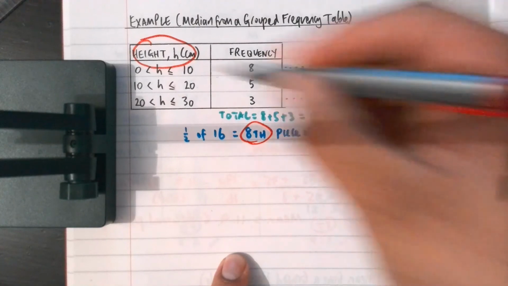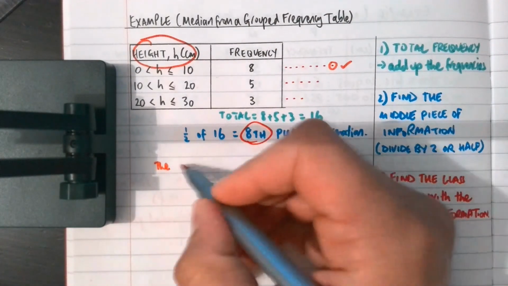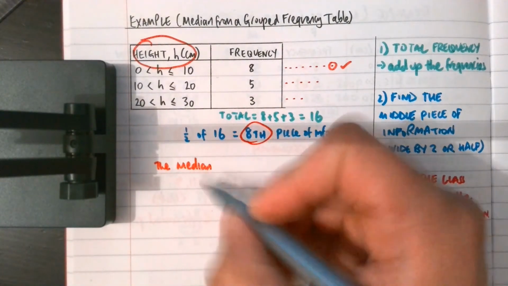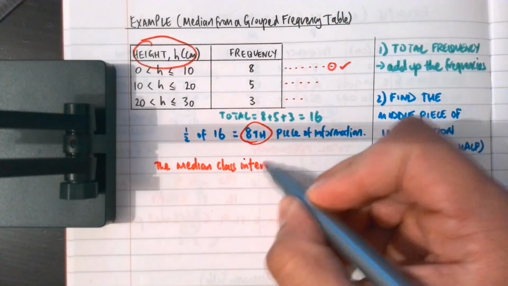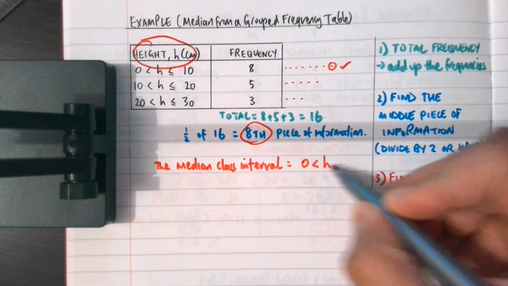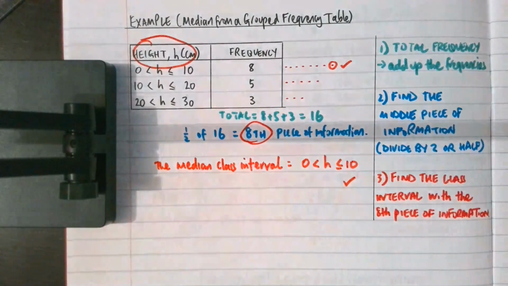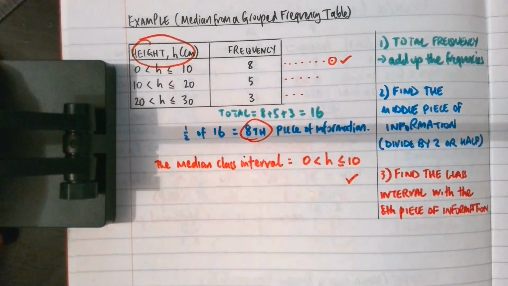That means the middle piece of information is in the first class, therefore the median class interval is going to be 0 to 10 centimeters. That would be the median class interval. Again, this only works when the data is small, then we can use those dots. Otherwise we would have to add the frequencies to work out where the middle is.